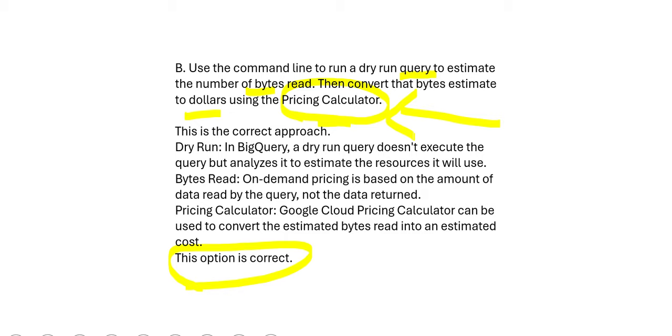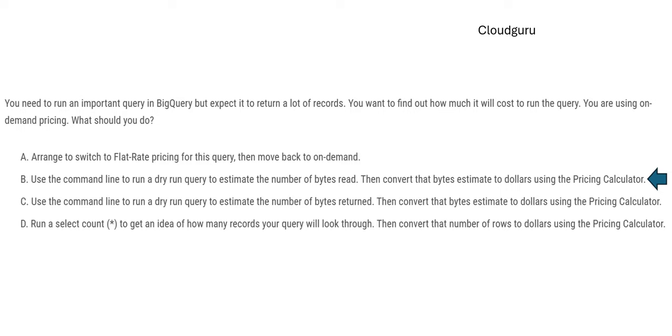So dry run means BigQuery does not execute the query, but only analyzes it. And on-demand pricing is based on the amount of data read by the query. Google Cloud Pricing Calculator is the calculator you should use for estimating this. So our answer is option B.